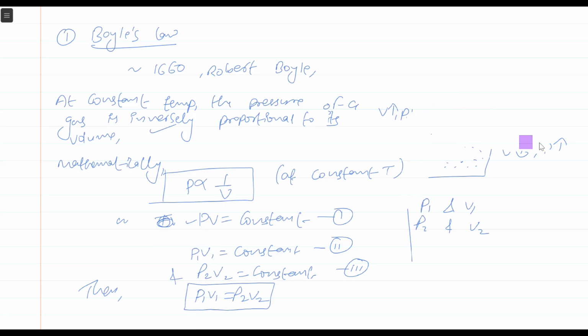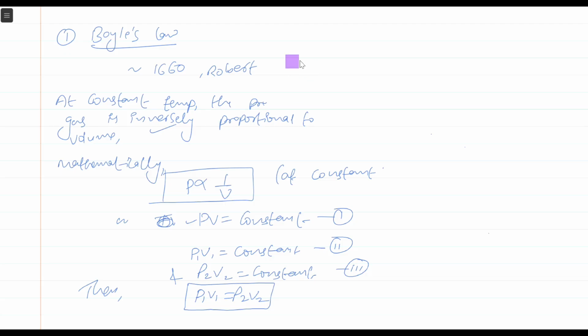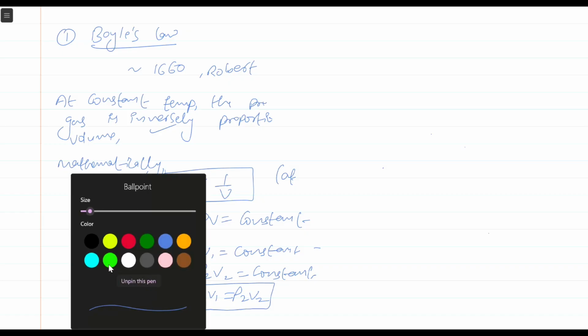We need to talk about certain graphs that we find in Boyle's law. Boyle's law states that at constant temperature, the pressure and volume are inversely proportional to each other, right? Inversely proportional to each other. Now look here.